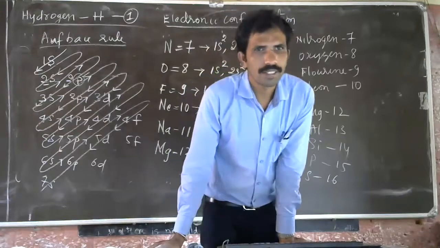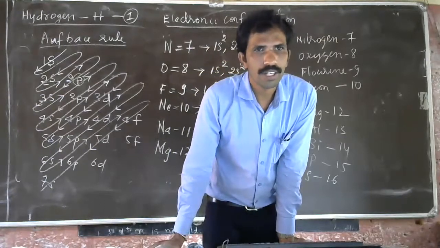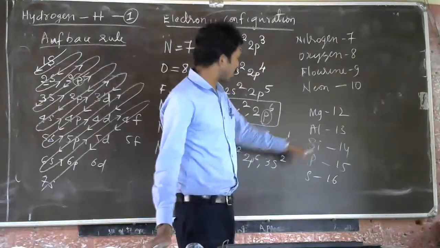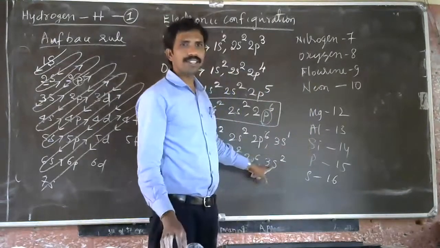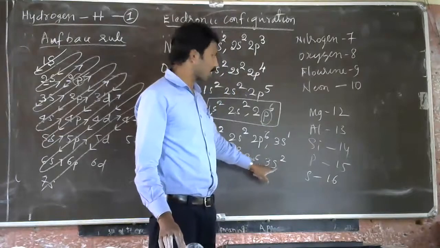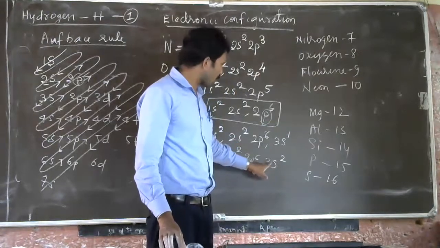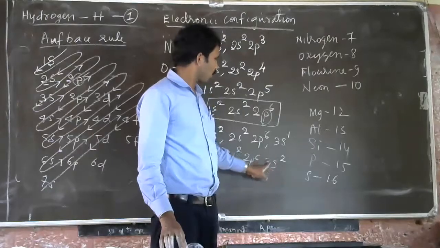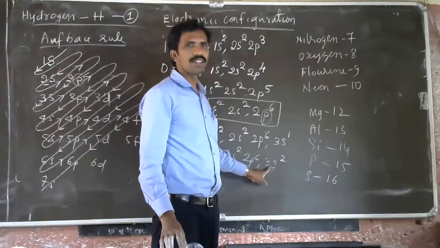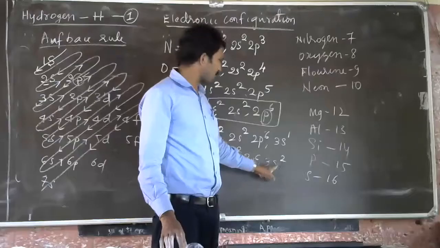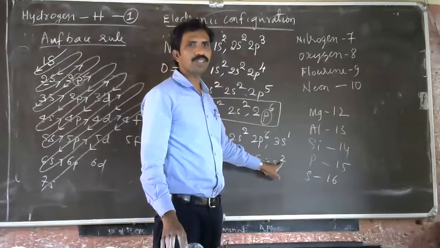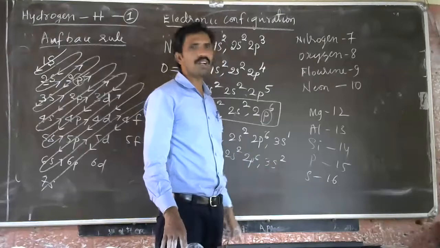Danya, again wrong. See here, 3s. Danya, try to understand. After 2p6, 3s comes. 3s over. S capacity is only 2. S capacity is only 2 over here. Why have you written 6? The capacity of S is only 2. 6 cannot be written there. And for phosphorus you have written 5, again it is wrong. Silicon you have written 4, wrong it is.